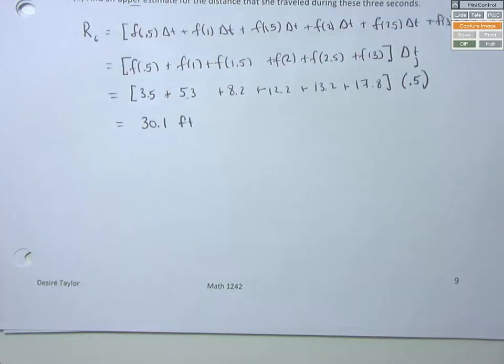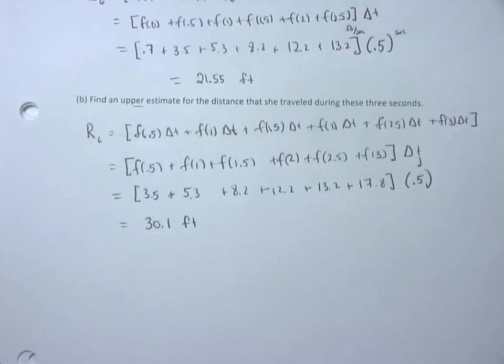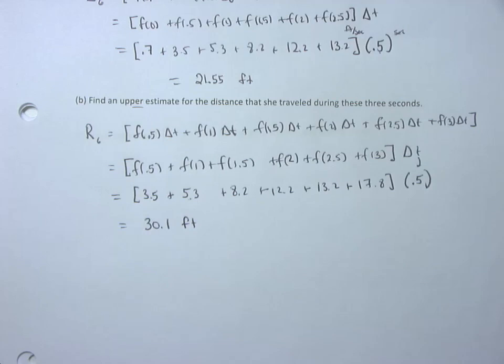So just based upon the chart that somebody took at these instantaneous moments as they were monitoring the young lady as she's running down the track here, I can tell you in the first 3 seconds, she went somewhere between 21.55 feet and 30.1 feet. So you begin to estimate and analyze the data. Does that make sense?